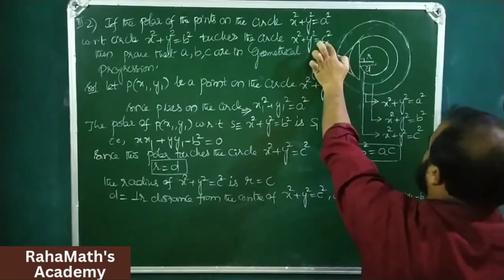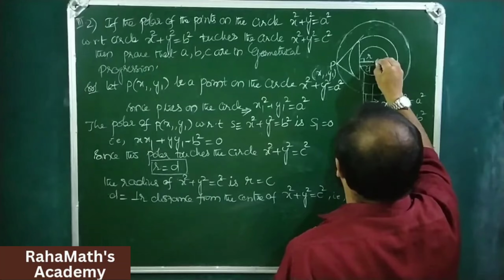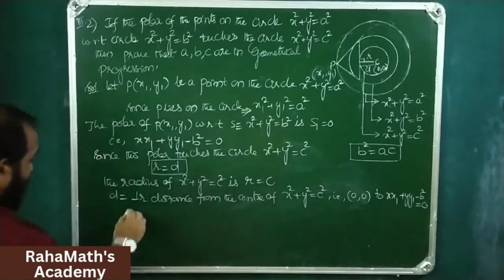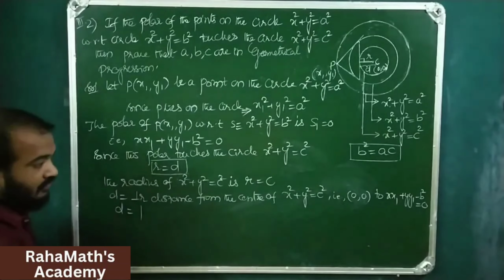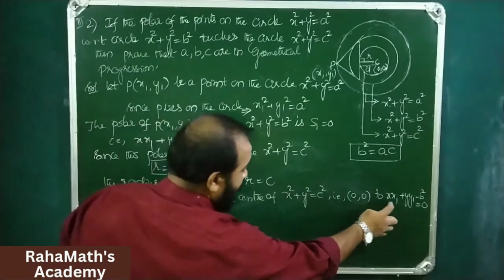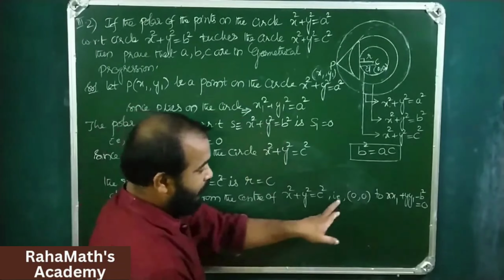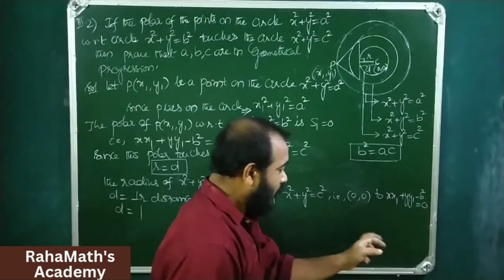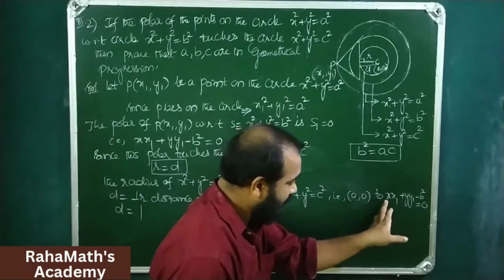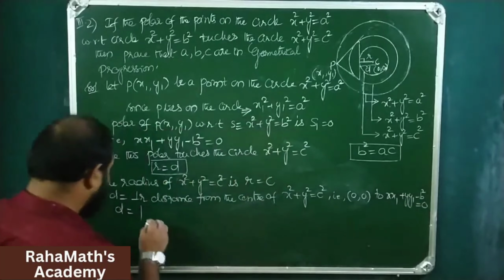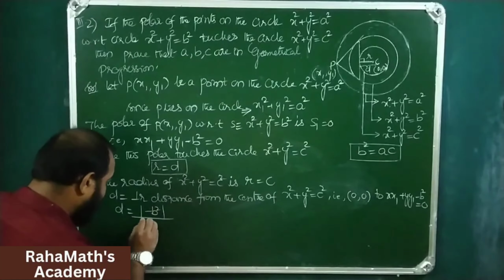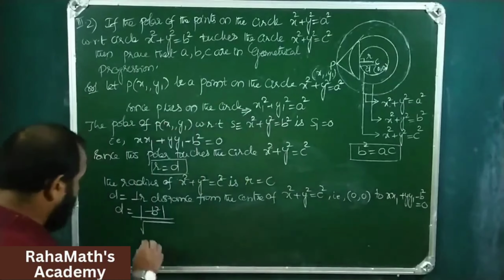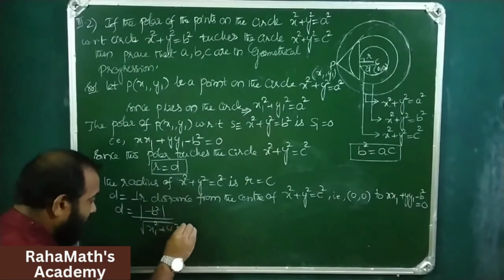What is the radius of this? C. D is the perpendicular distance from the center of the circle. For all of them, the center is (0, 0). So I will apply it. D equals modulus of x x1 plus y y1 minus b square, the perpendicular distance from point (x1, y1) to the line ax plus by plus c equals 0. So the point is (0, 0), so x into 0, y into 0. So minus b square by square root of x1 square plus y1 square.